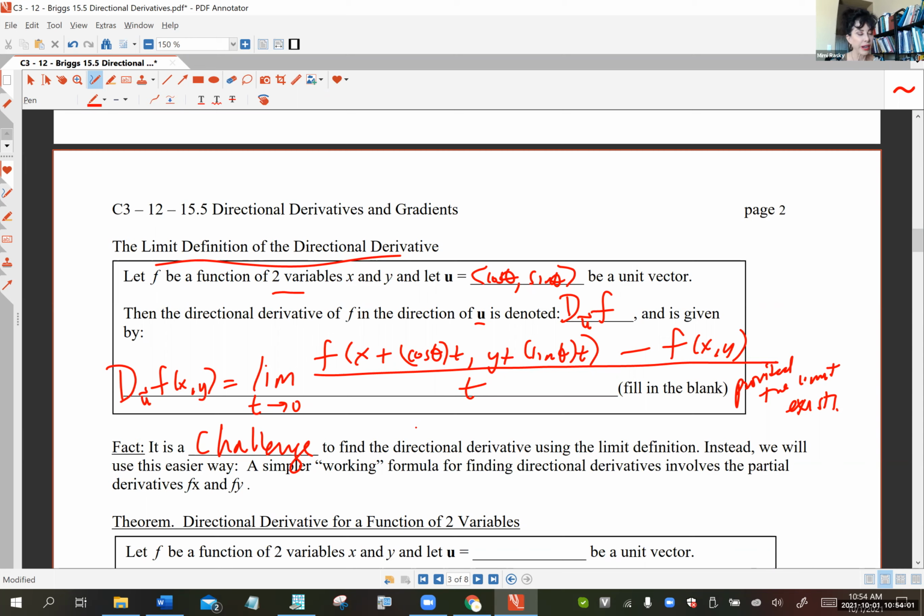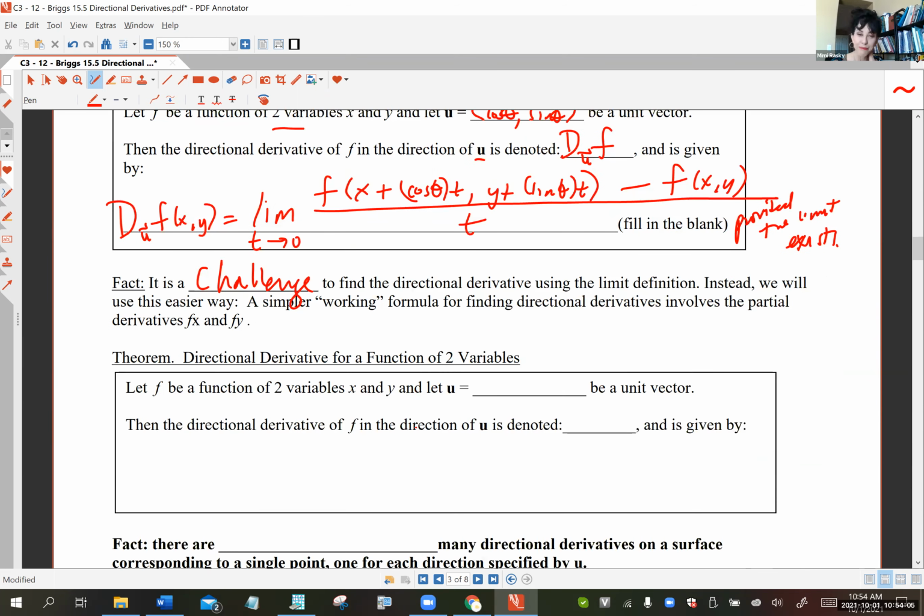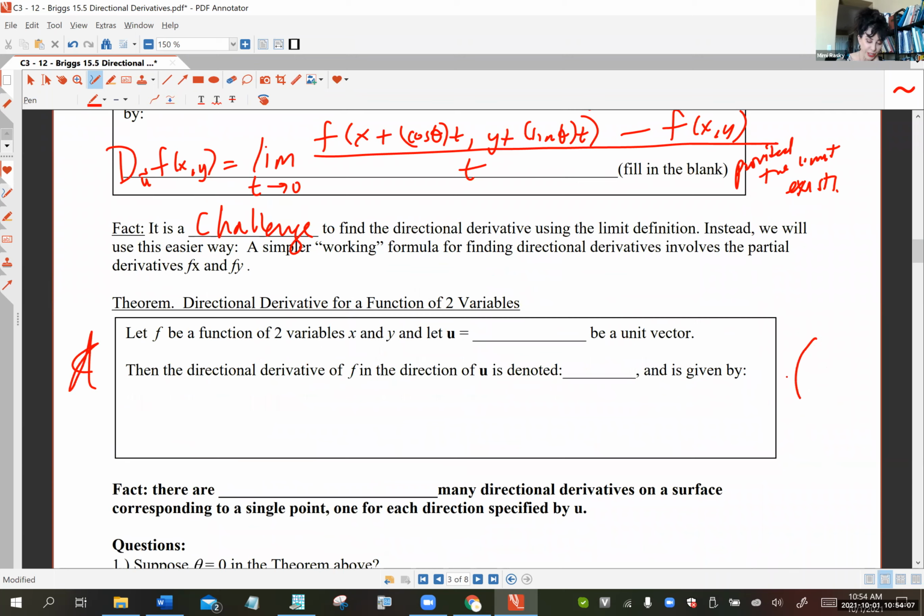We're gonna use an easier way. Yay! What's the easier way? Here it is. Theorem. This is the one you're gonna use, so put stars by it in your notes. Directional derivative for a function of two variables.